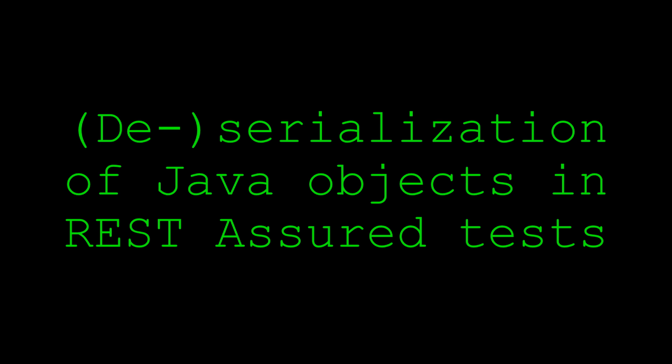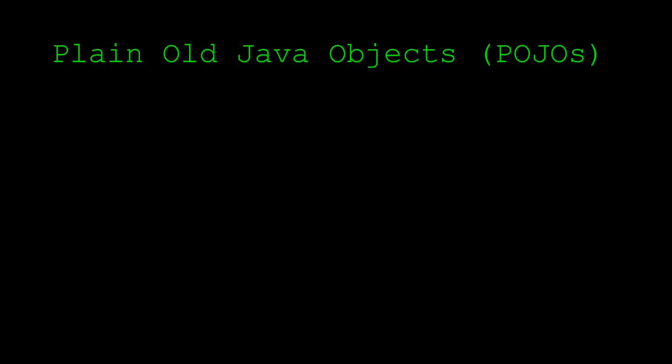So in this final chapter I wanted to show you how you can work with Java objects in your REST Assured tests to convert them to and from XML or JSON response and request bodies. But first a little bit about plain old Java objects, or POJOs as they are often referred to.